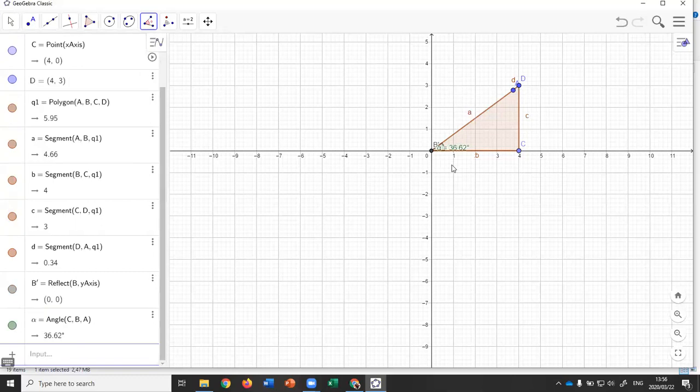36.62 degrees. Okay. Now 90 plus theta would mean I must actually rotate this line, the line a, you see small a there? I must rotate the line a 90 degrees anti-clockwise. Okay, that's what 90 plus theta means.